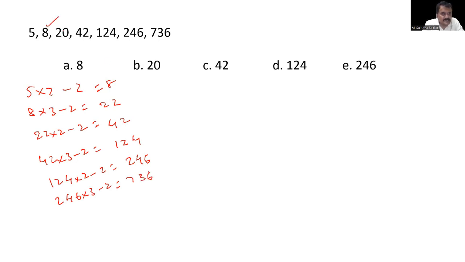Here 8 is there, 42 is there, 124, 246, 736. But here 22 does not exist. Instead of 20, if 22 is there, then that is the correct answer. But here 20 is there. So what is the wrong number in the sequence? That is equal to 20.